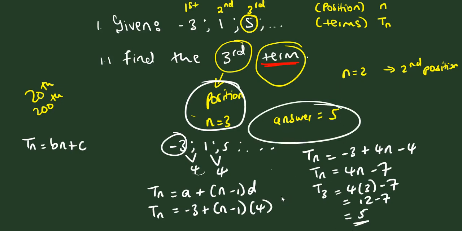So that is how you use the general term, or the nth term. This is your general term, and this is how you use it to find the missing term. You just have to see what you are given: the position, or the term, the number in that sequence. So that is the first one.